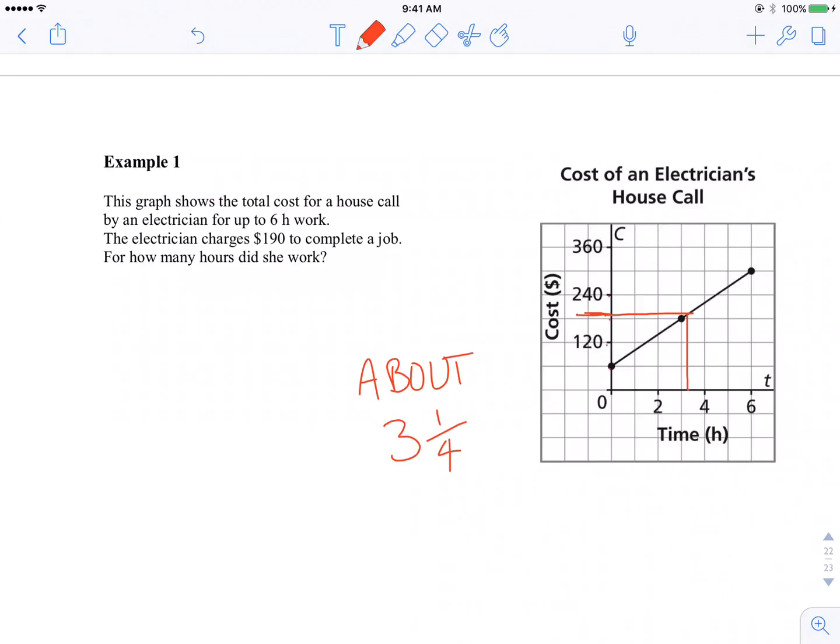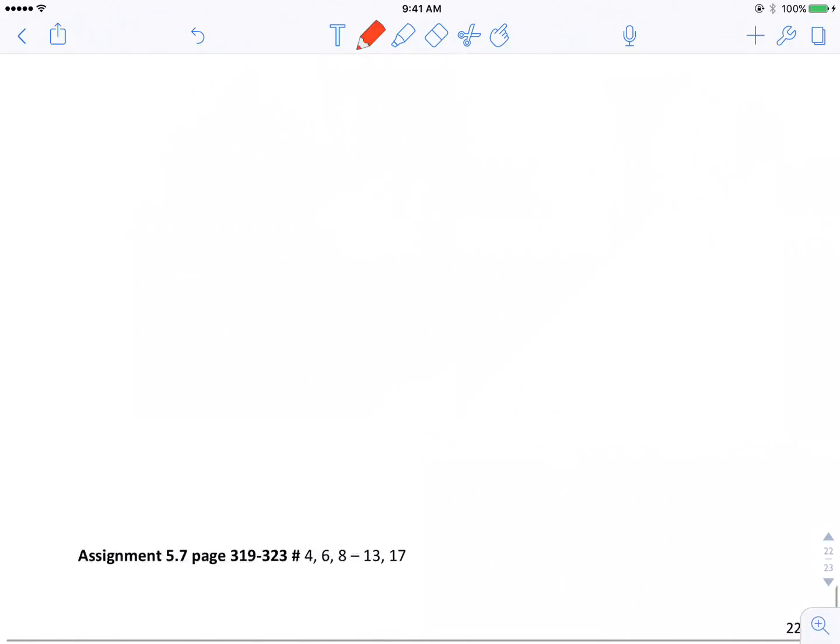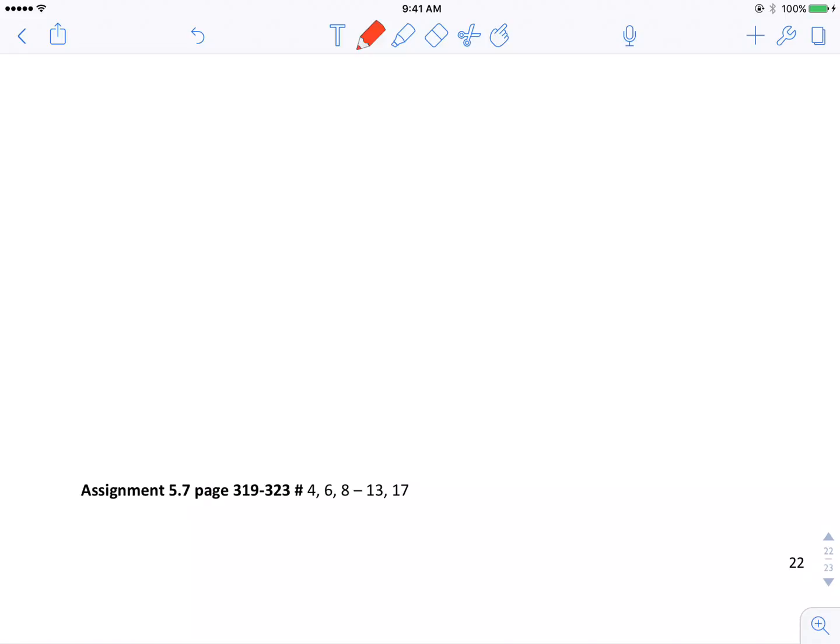You can get all kinds of information from this graph, reading backwards and forwards. Some questions are noted at the bottom of the page here, on pages 319 and 323. There's also going to be some chapter review assignments coming up, maybe worksheets. We shall see. But just remember, in order to get better at this stuff, you just need to practice, practice, practice.